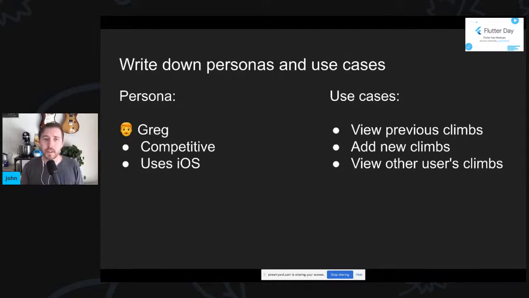So let's look at another use case real quick. Greg is a more competitive person. So I'm thinking of someone that wants to view other users' climbs maybe and compare himself to other people. That's just who he is, and that's what he values. So that generates new use cases.